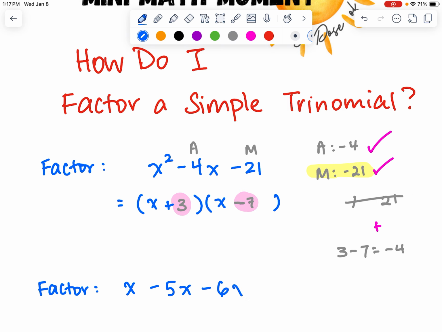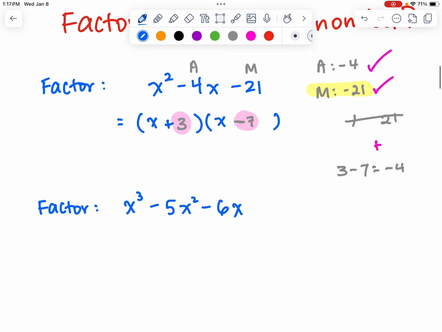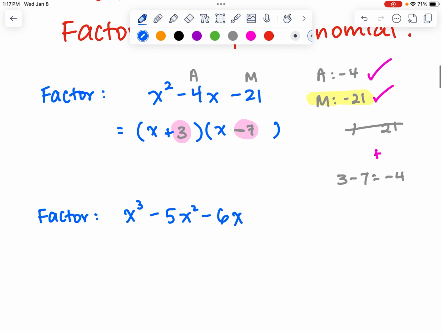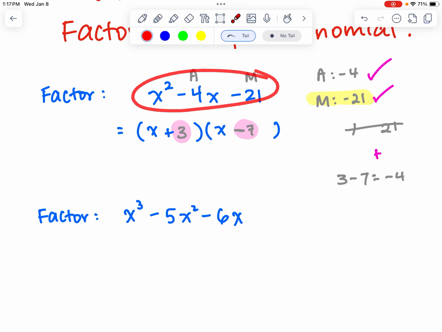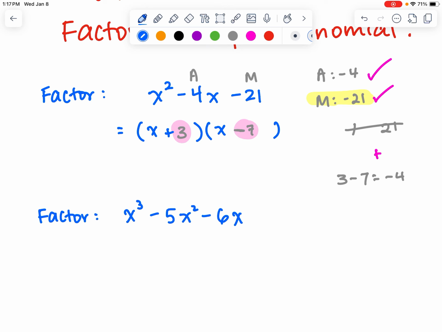Let's do another one. And for this one, I actually meant to write it this way. How would I factor a question like this? Well, I always have to check for common factoring first. This one did not have a common factor. I probably should have checked though. Over here, I do have a common factor, and my common factor is x. So we're going to common factor that x out first, and then we're going to focus on what's in here.